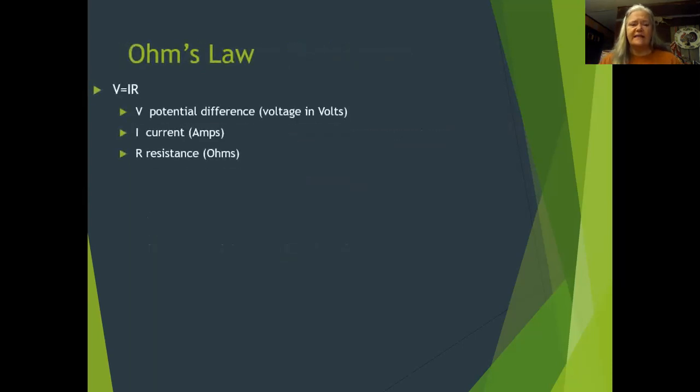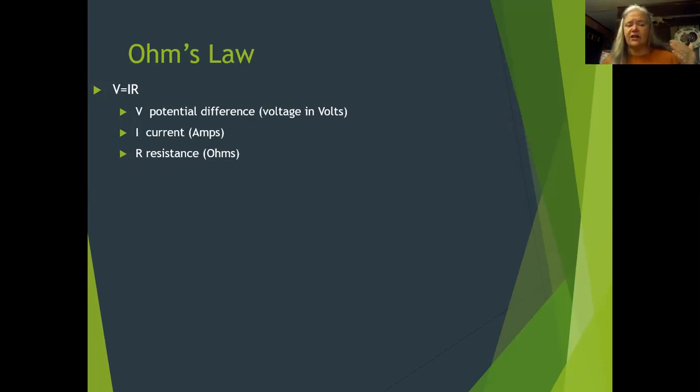Now, if you put these things together in something called Ohm's law, what we find out is there is a direct relationship between current, resistance, and potential difference. So the potential difference, now we're going to switch over and start calling it voltage, because that's the standard terminology for it in most electrical current applications. It is directly proportional to the product of the current times the resistance.